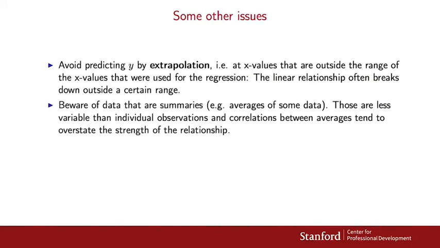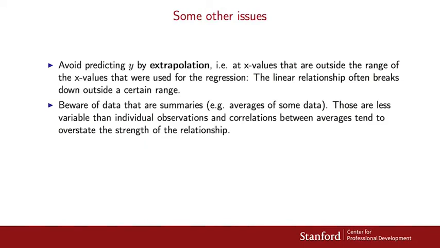Sometimes the data that are given to you actually come in terms of summaries, such as average of some other data. Those summaries are less variable than other observations, and the consequence is that correlations tend to overstate the strength of the relationship.